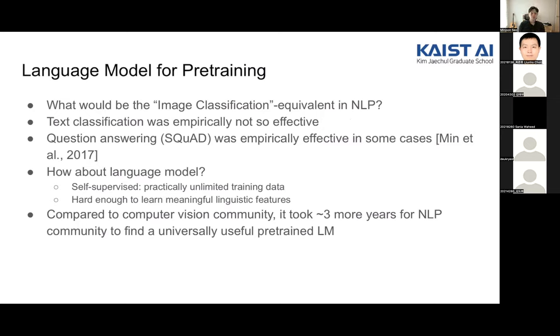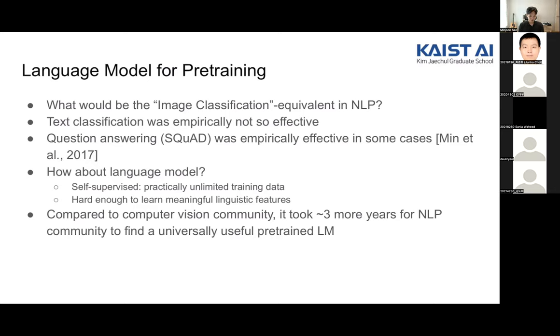And people are wondering what the image classification equivalent in NLP would be. Yes, of course, word embedding works, but word embedding is not quite sufficient for any task that has a lot of context information involved, because word embedding doesn't care about the context at all. And people initially thought that text classification could be just like what image people did with image classification for pre-training. Maybe text classification is also good for pre-training, but it was empirically not so effective.